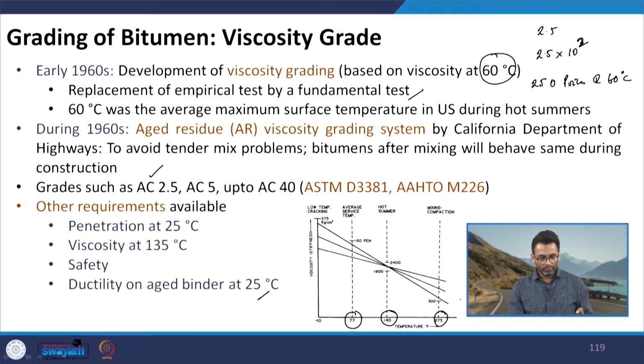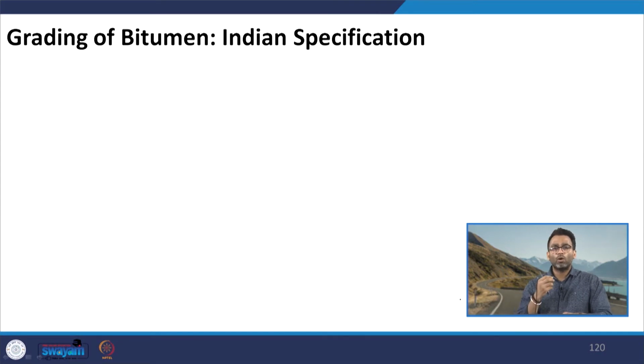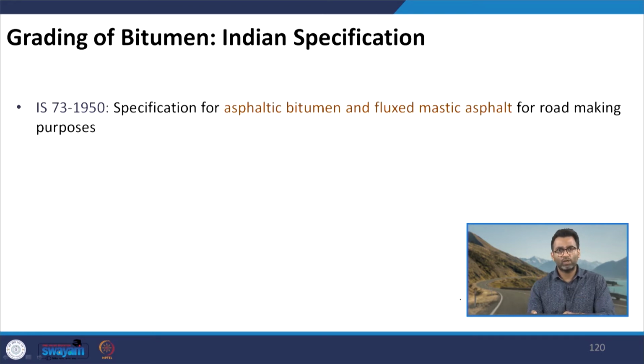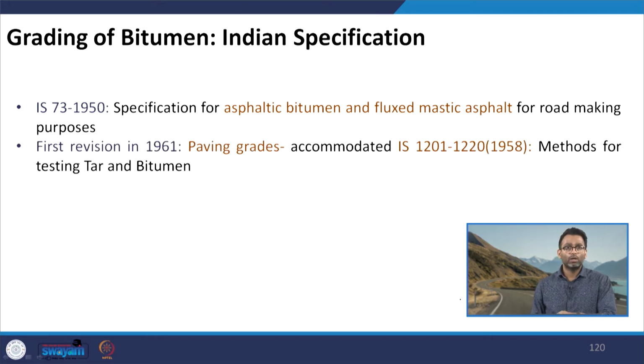of the bitumen sample. Since we have talked about the development of the penetration grade and the viscosity grade, let us see how and when in India we adopted different specifications. So, the first specification for grading of bitumen came in 1950, which was titled Specification for Asphaltic Bitumen and Fluxed Mastic Asphalt for Road Making Purposes. Later on, they removed the criteria for fluxed mastic so that only paving grade can be considered.